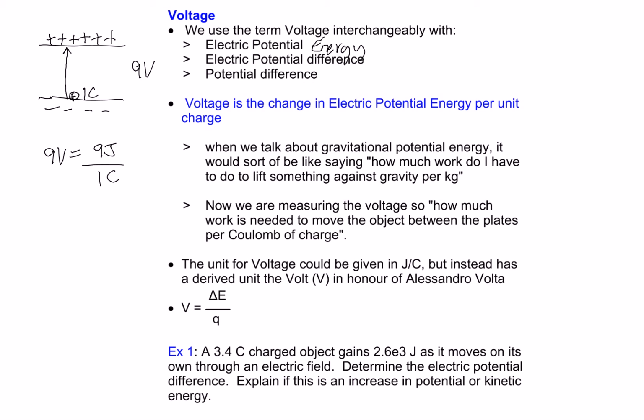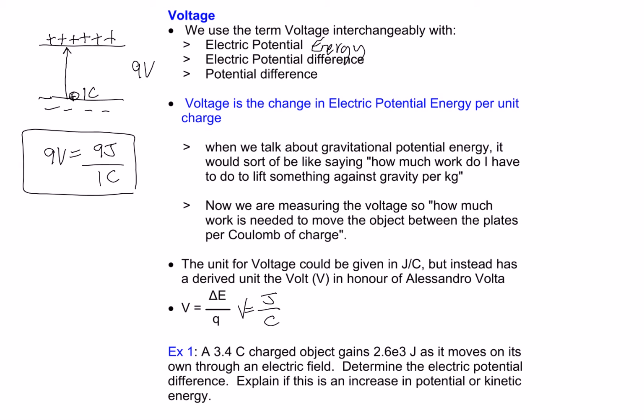Our units, I wrote it as joules per coulomb, but we use the word volts just to honor Alessandro Volta. He did lots of physics work in electricity, so they named the volt after him. So you just got to remember that a joule per coulomb is the same thing as a volt. And you can use either word.